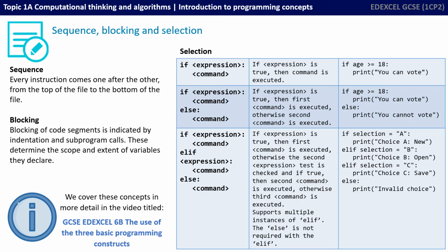You can have multiple if-elses with the if-elif command. So we could say here, if selection is A, print choice A, new. If selection is B, choice B, open. If the selection was C, print choice C, save. If it's anything else, tell the user invalid choice. Again, these are all ways of getting your program to branch based on the result of an expression.